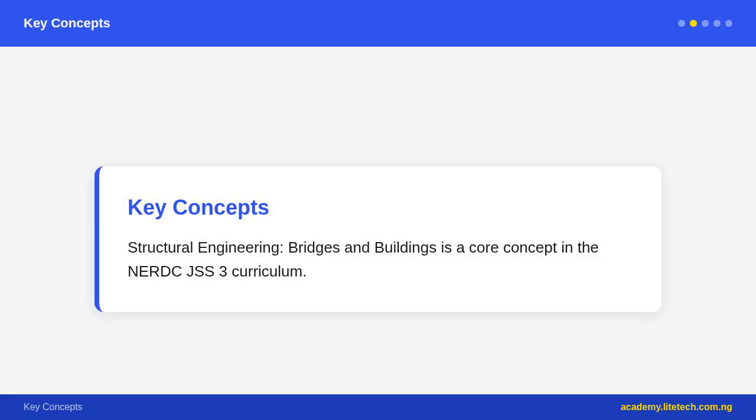2. Arch bridge, the load is transferred to the supports by a curved arch structure. The arch converts the load into compression in the arch itself. Arch bridges can span greater distances than simple beam bridges. Example: old stone bridges, the Zungeru Bridge in Nigeria.